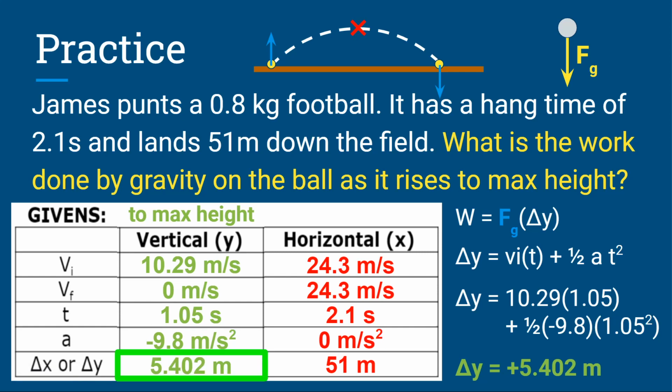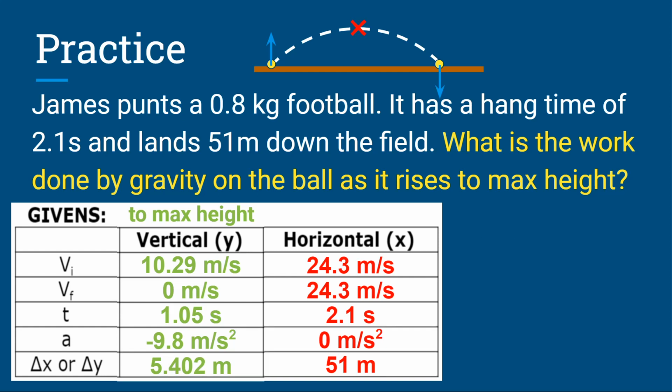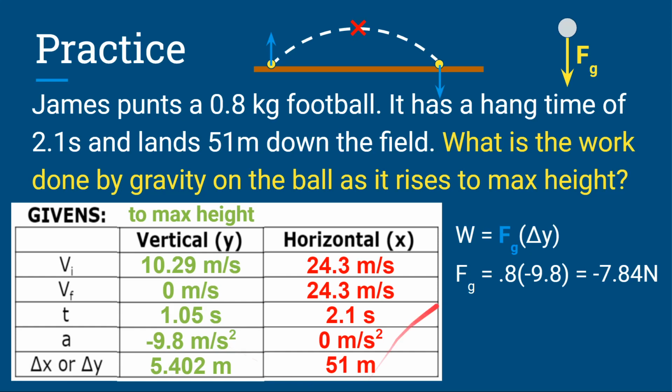And so I can plug that into my table, and now I know how much distance is covered, what's the displacement as it rises up, and I can multiply that by the force of gravity. Okay, force of gravity, as a reminder, is mass times acceleration due to gravity. My mass is 0.8, my acceleration due to gravity is negative 9.8. That makes my force of gravity negative 7.84. If I multiply that by the height that it rises to, I get a work of exactly the same thing we found a second ago, negative 42.35 joules.